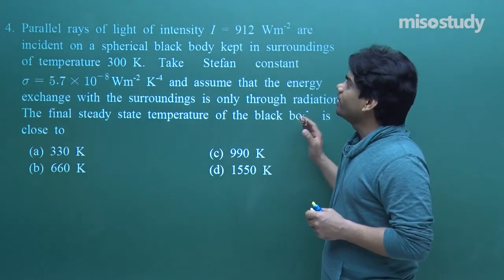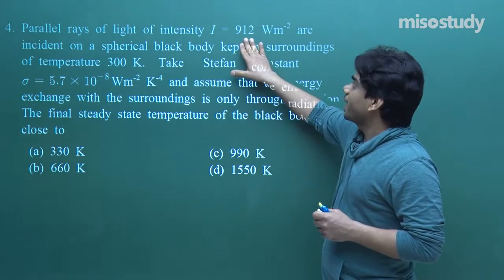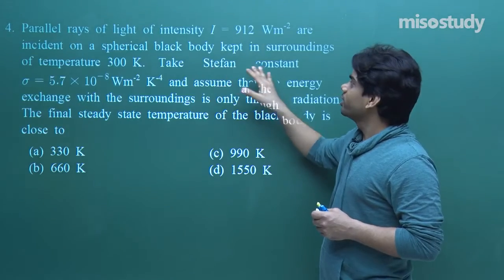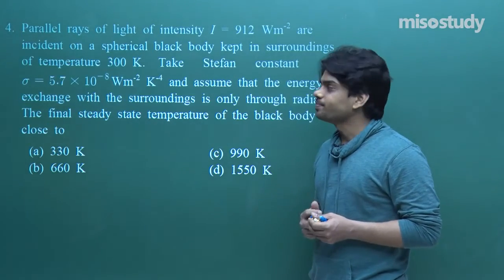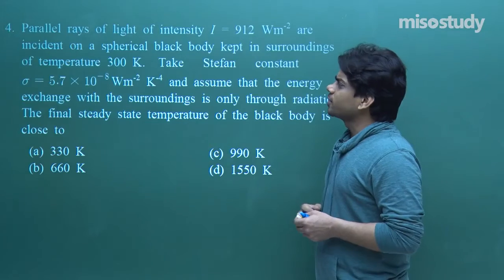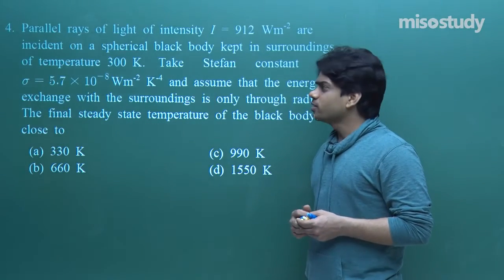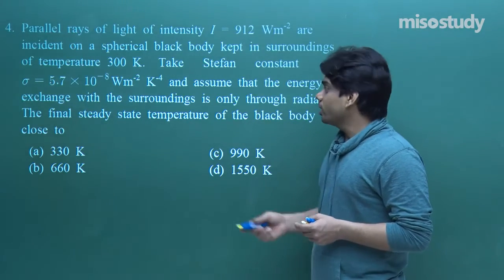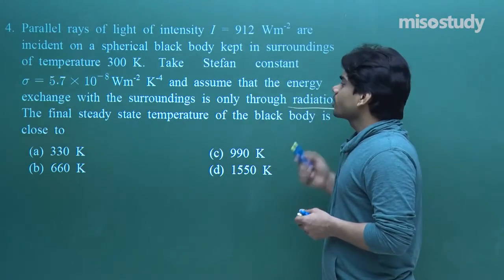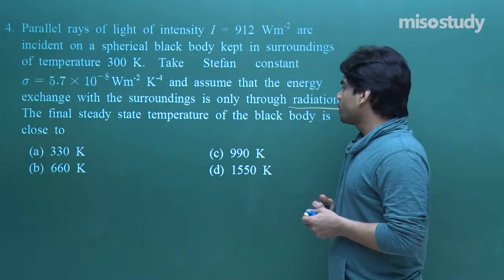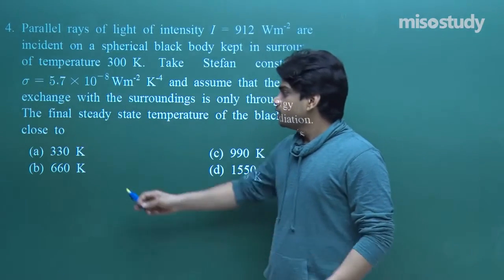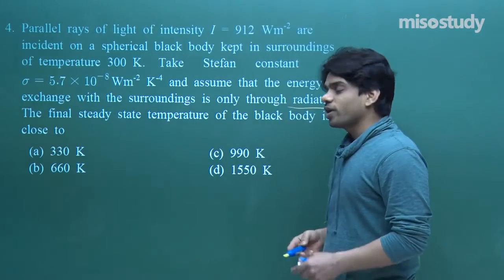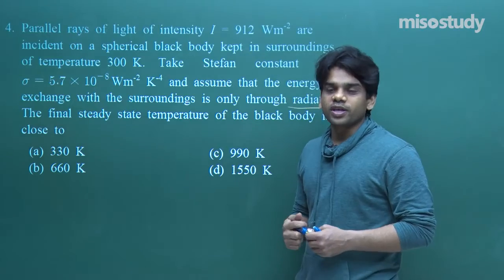Parallel rays of light of intensity I equals 912 watt per meter square are incident on a spherical black body kept in surroundings of temperature 300 Kelvin. Take Stefan's constant sigma equals 5.7 into 10 to the power minus 8 watt per meter square per Kelvin to the power 4, and assume that the energy exchange with the surroundings is only through radiation. The final steady state temperature of the black body is close to A, 330 Kelvin, B, 660 Kelvin, C, 990 Kelvin, and D, 1550 Kelvin.